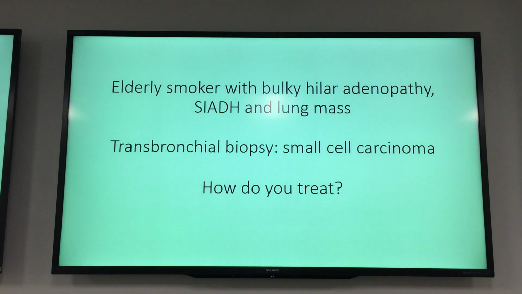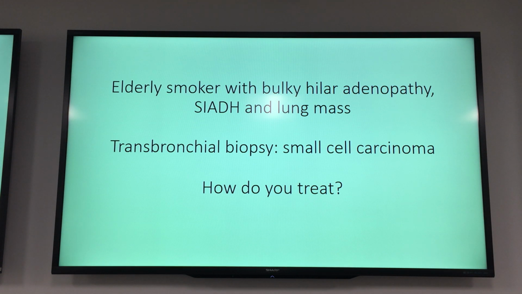All right, Sindhu, do we have more? Elderly smoker with bulky lymphadenopathy, SIADH, and lung mass. You got a transbronch, you said small cell carcinoma. How do they treat? Can you resect? Systemic therapy. So you need chemotherapy, and now you can even add immunotherapy on top of that. That's the latest thing. This patient goes down a completely different flowchart. Doesn't get markers, doesn't get PD-L1, none of that. It goes straight to the chemotherapy line.